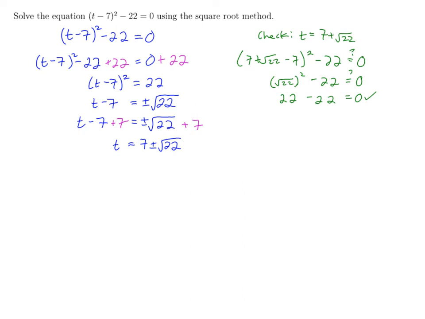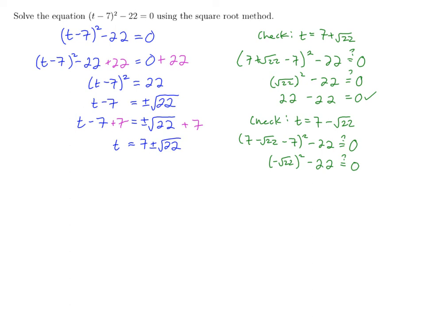The second solution is going to look similar when we check it. We'll check 7 minus the square root of 22. So replacing t with 7 minus the square root of 22, we'll get 7 minus the square root of 22 minus 7, quantity squared. Then we'll subtract 22 and check, does that equal 0? Simplifying what's inside those parentheses, we have 7 minus the square root of 22 minus 7, so that becomes the negative square root of 22, and that's inside parentheses and squared. We're then subtracting 22 and checking, does that equal 0?